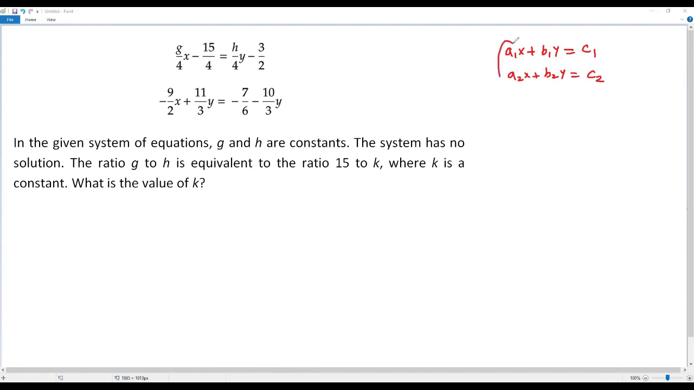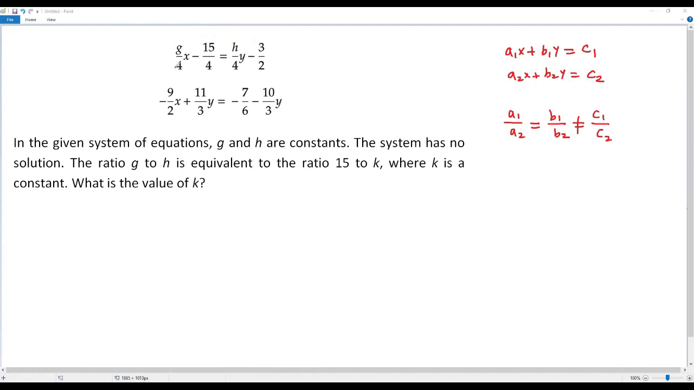Now let me get the ratio of the coefficients of x. Then I'm getting a1 over a2. The ratio of the coefficients of y, b1 over b2, the ratio of the constant terms, c1 over c2. If the system of two linear equations in standard form has no solution, then the ratio of the coefficients of x and the ratio of the coefficients of y will be equal, and both these ratios will not be equal to the ratio of the constant terms.